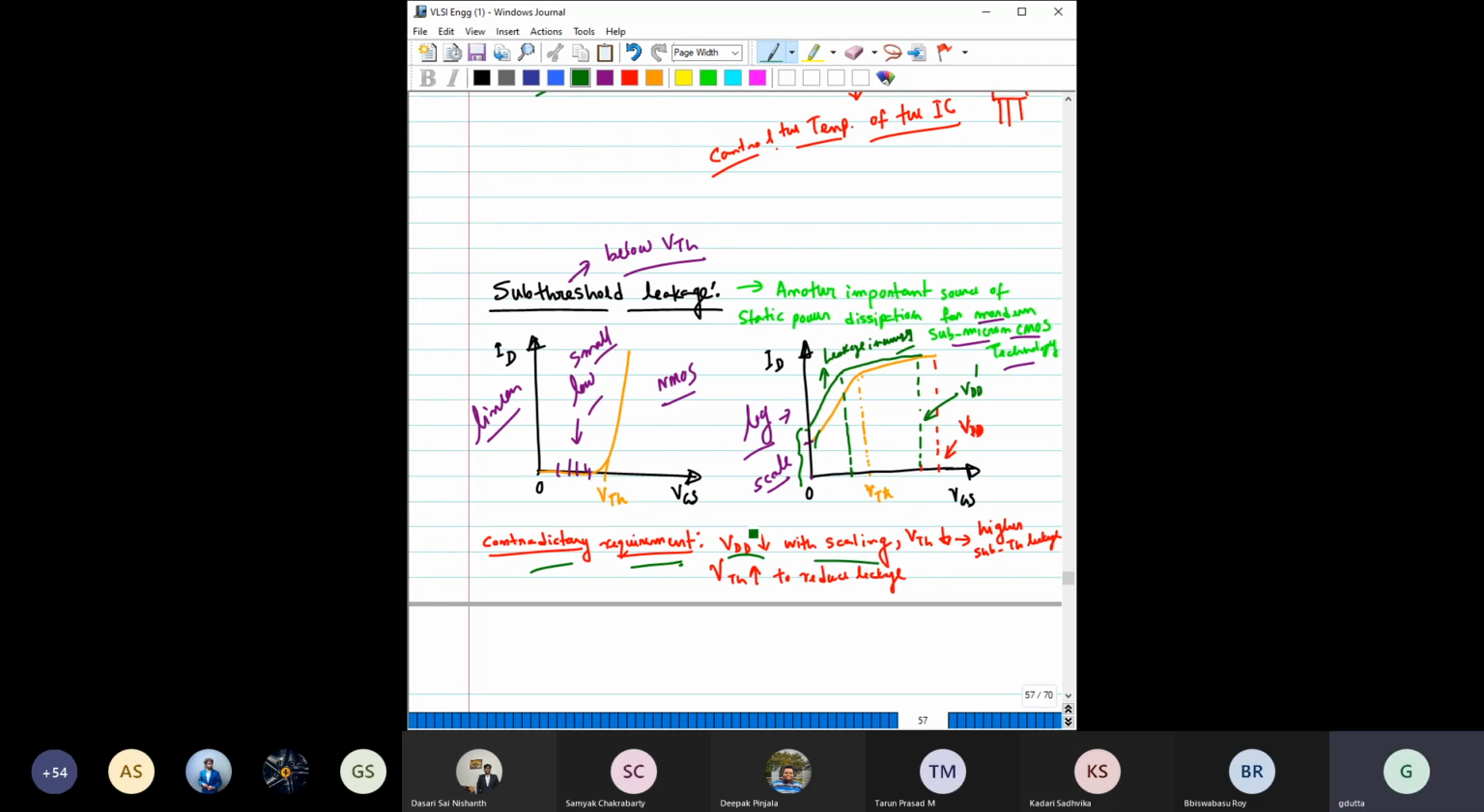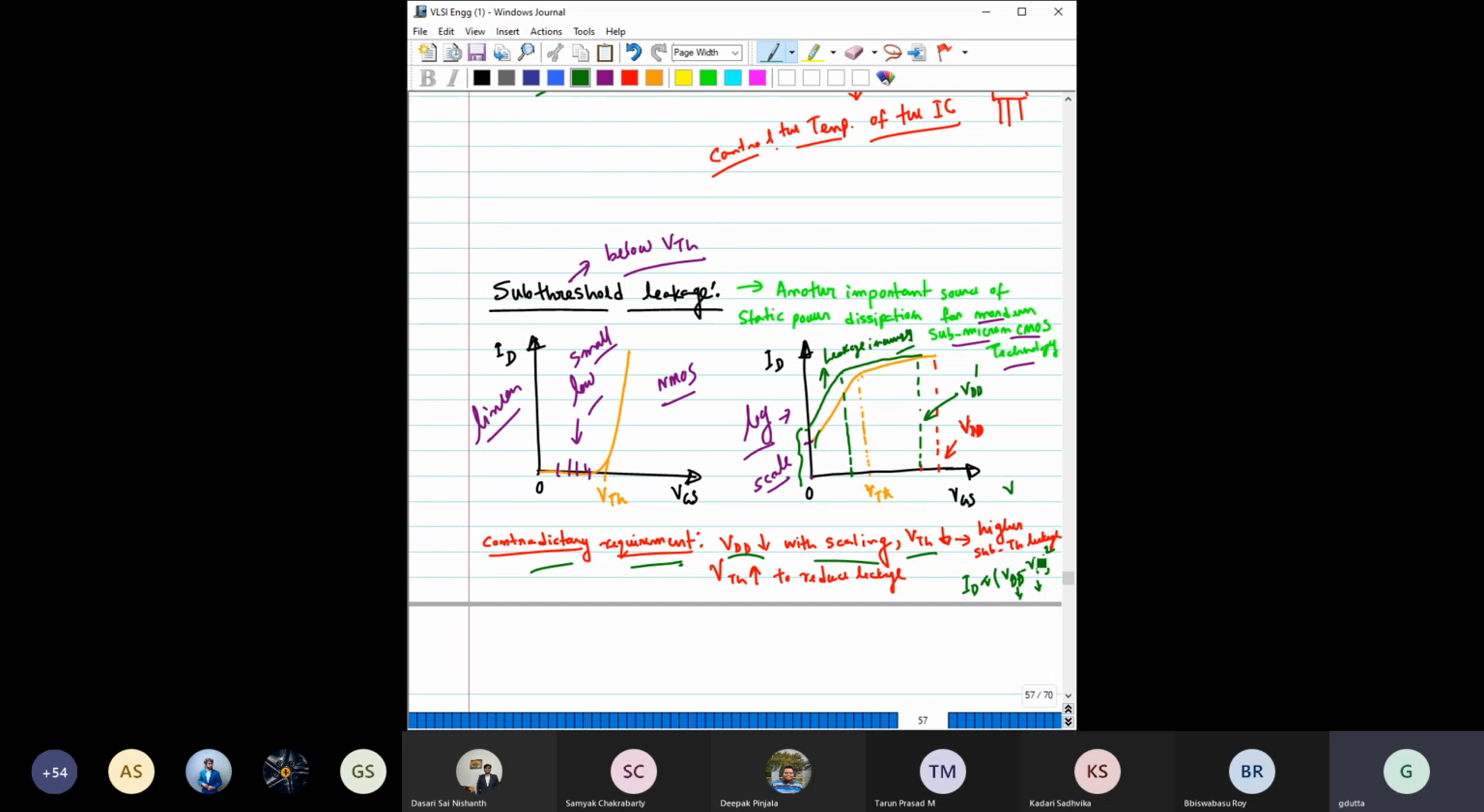When you reduce VDD, you have to also reduce the threshold voltage, because if you do not reduce it, remember the current ID is proportional to (VGS minus VTH) squared. Say we are considering a long channel device, but just to give you an idea. So what is VGS? VGS is VDD at maximum current. So let us write (VDD minus VTH) squared. If you are reducing VDD and you do not reduce VTH, then this current will also reduce. As a result, you have to reduce VTH.